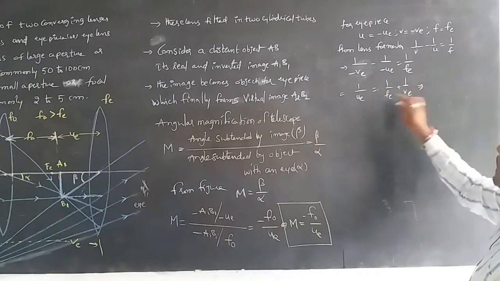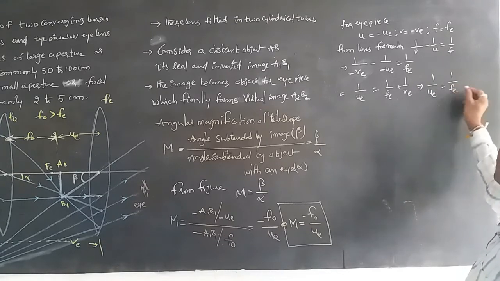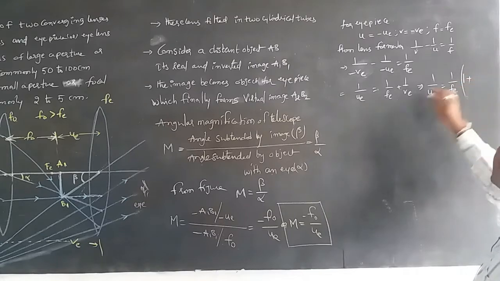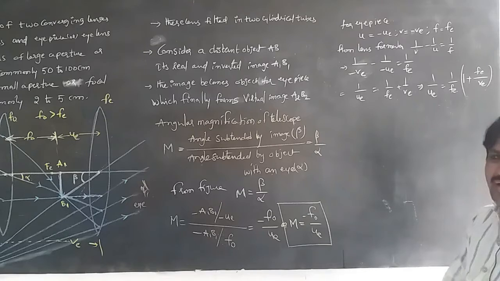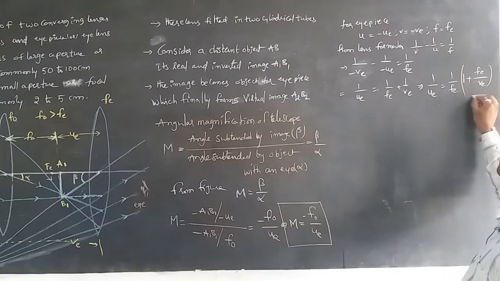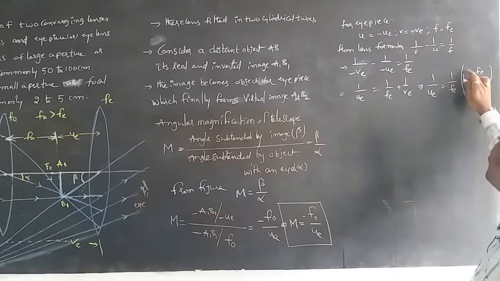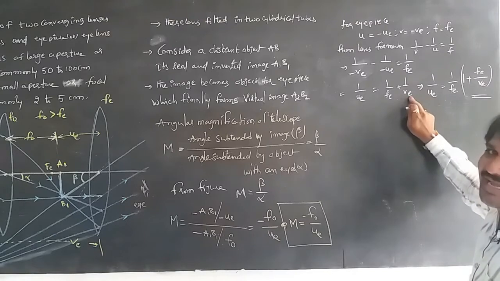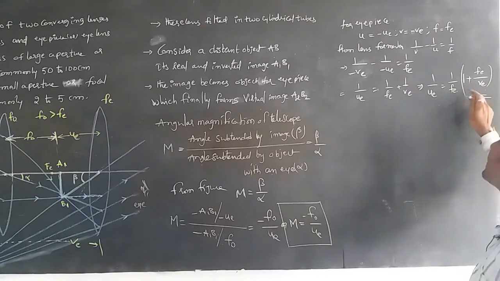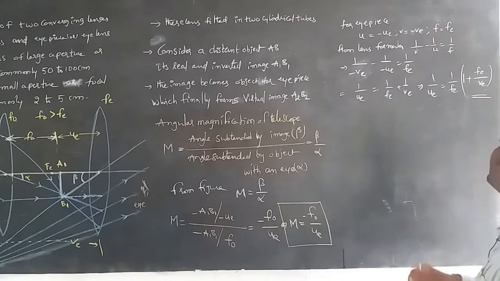From this we can write that 1 by ue is equal to, by taking 1 by fe common outside, 1 by fe into 1 plus fe by ve. By multiplying 1 by fe inside, we can get 1 by fe plus 1 by ve. Again, the same formula: 1 by ue is equal to 1 by fe into 1 plus fe by ve.